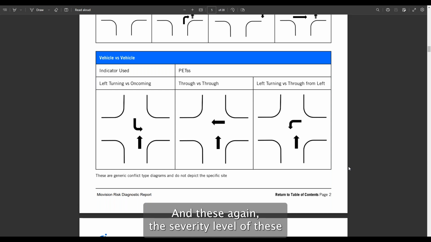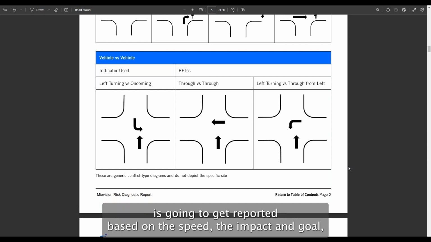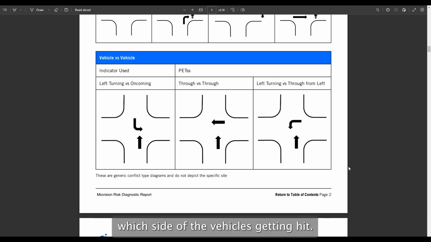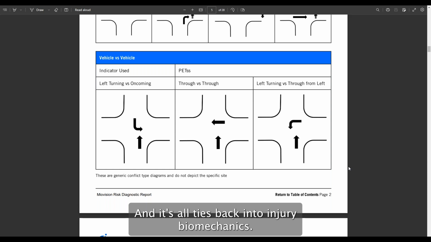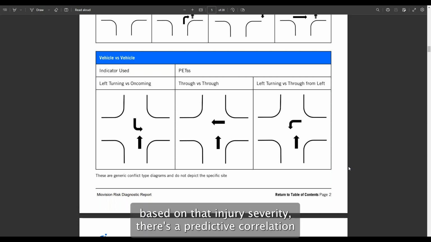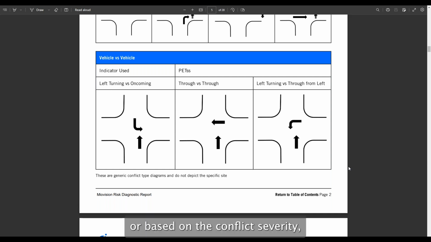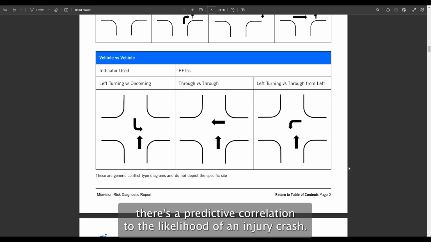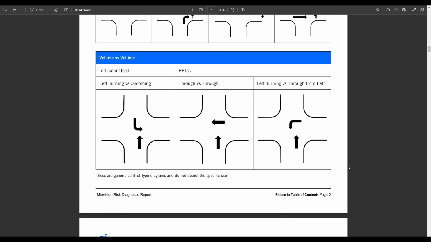And these, again, the severity level is going to get reported based on the speed, the impact angle, and which side of the vehicle is getting hit. It all ties back into injury biomechanics, so that based on the conflict severity, there's a predictive correlation to the likelihood of an injury crash. So those are the conflict types.